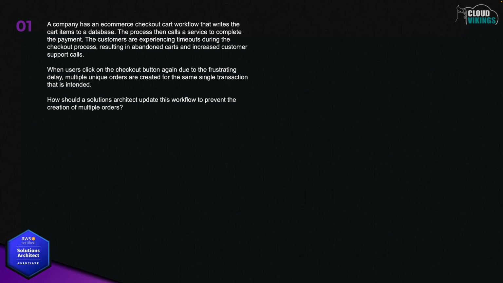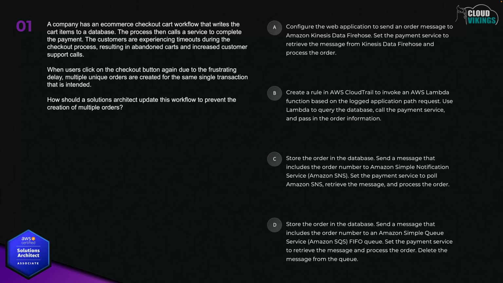So back to question 1, we're left with the question here of how should the solutions architect update the workflow to prevent the creation of multiple orders? And our available options are as follows. We have A, configure the web application to send an order message to Amazon Kinesis Data Firehose, set the payment service to retrieve the message from Kinesis Data Firehose and process the order. Or B, create a rule in AWS CloudTrail to invoke an AWS Lambda function based on the logged application path request. Use Lambda to query the database, call the payment service, and pass in the order information.